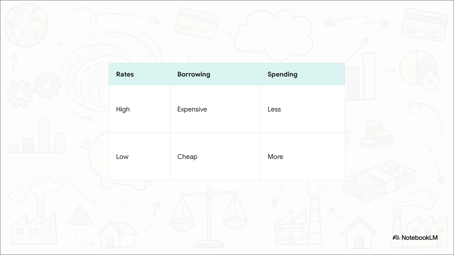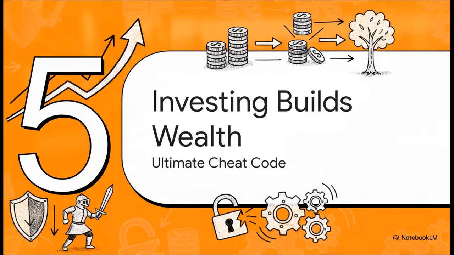But on the flip side, if the economy is struggling, central banks lower the interest rates. Suddenly, borrowing is cheap again. People go out and spend more, businesses expand, and the economy grows faster. Finding the exact right balance on this seesaw is basically one of the biggest challenges for every single country in the world. Okay, we've made it to level 5, how investing builds wealth, the ultimate cheat code.